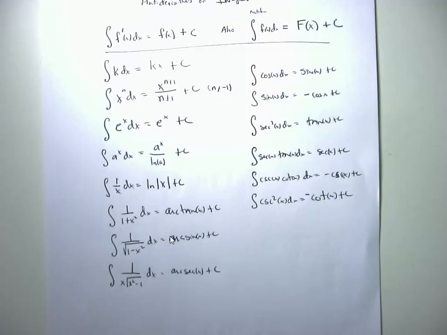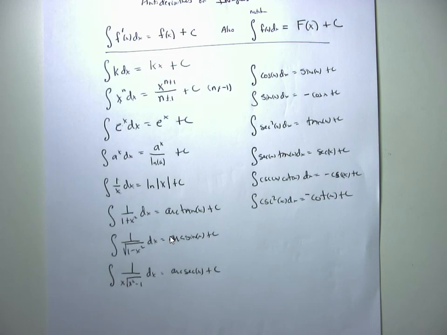And then you got your 6 trig rules here. The integral of the cosine of x dx is equal to the sine of x plus c. The integral of the sine of x dx is equal to negative cosine of x plus c. The integral of secant squared of x dx is equal to the tangent of x plus c. The integral of secant of x tangent of x dx is secant of x plus c. The integral of cosecant of x cotangent of x dx is negative cosecant of x plus c. And the last one, the integral of cosecant squared of x dx is negative cotangent of x plus c.